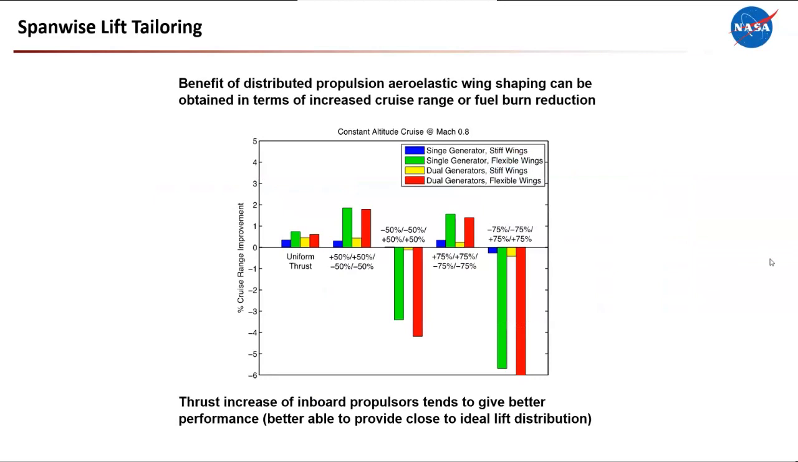And you can see that the figure shows a positive net gain in the cruise range performance due to a uniform thrust. We can get almost less than 1%, but if you go with 50% more thrust inboard and 50% less thrust outboard, you could get up to about 2% drag reduction. I mean, cruise range improvement. A 2% improvement in the cruise range translates to a 2% reduction in the fuel burn if you keep the range fixed. So we did see a benefit in terms of range performance and fuel burn reduction using this idea of elastic wing shaping control with distributed electric propulsion.